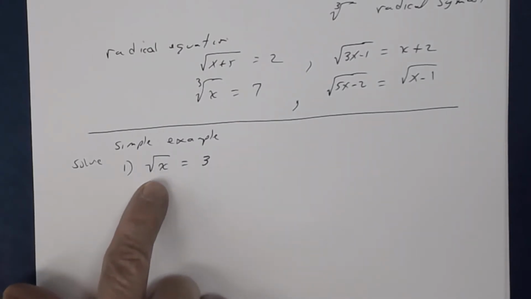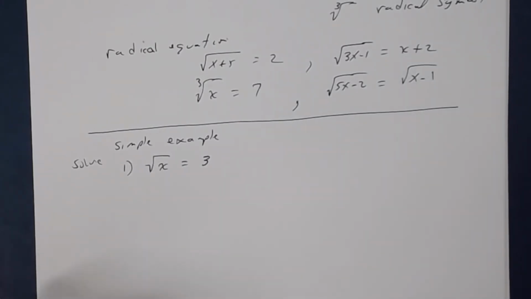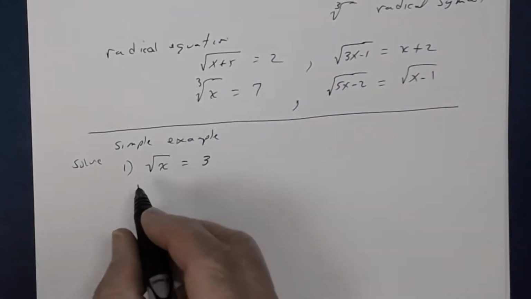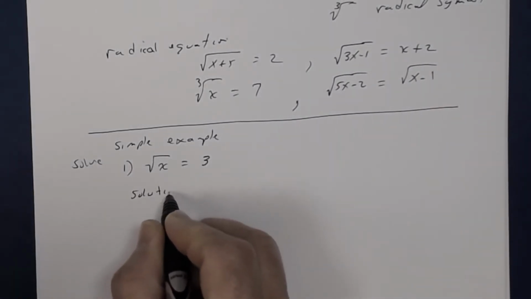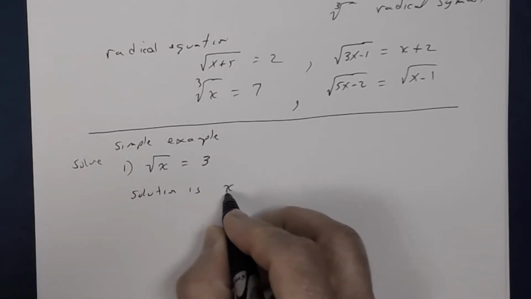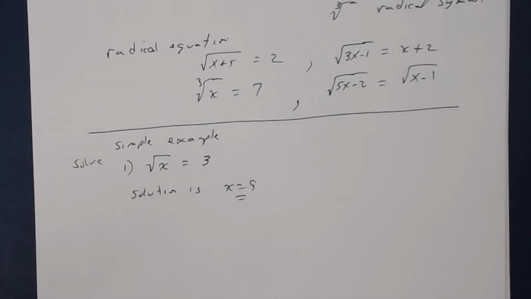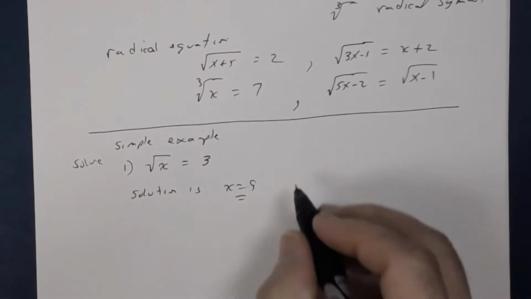So the square root of what number is 3? Think about what I'm saying. You've had square roots before. The square root of what number is 3? If you said the square root of 9 is 3, you're all right. So the solution is x equals 9. That's correct.